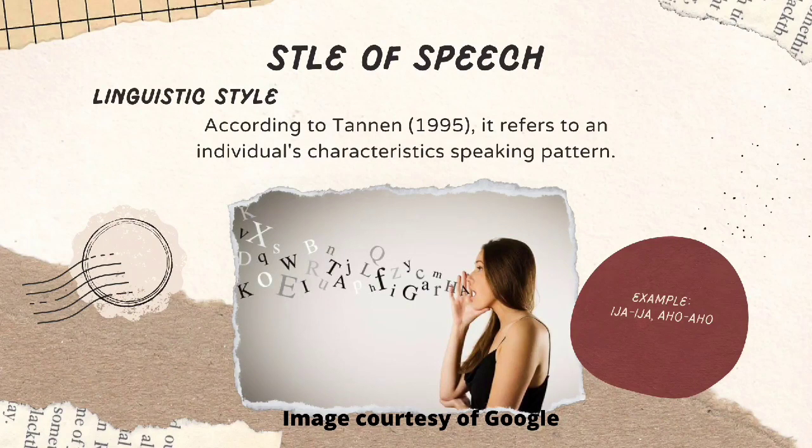For example, I came from Bohol and I'm personally a Boholana. So we use the words ija-ija, aho-aho, but it doesn't mean we have that kind of attitude. We just simply change the letter Y into J and the letter K into H, so the words iya-iya, ako-ako will sound like ija-ija, aho-aho. So that is our speech style as Boholanos.